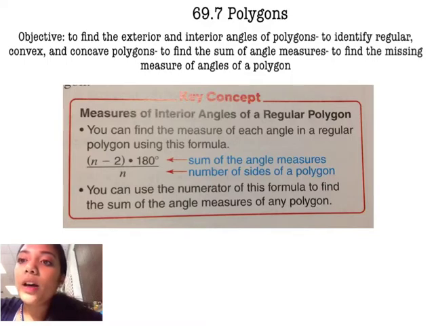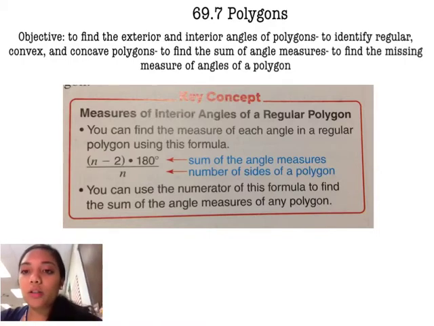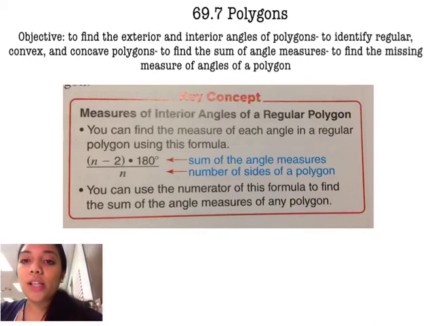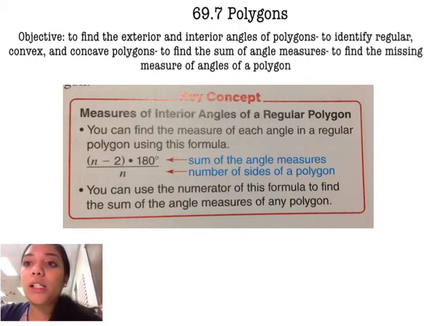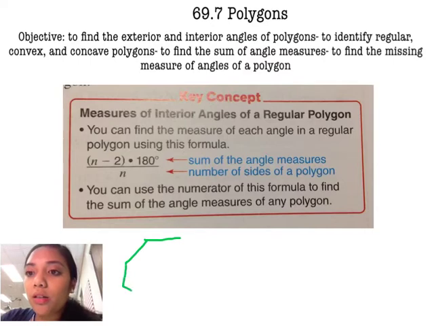I'm going to go ahead and prove to you that this works, because a lot of you always want to know why the formula works, or how it works. And I don't want to just say "just because." I want you to actually understand why the formula is what it is. So let's say we had an octagon, and I apologize now for my artistic ability.